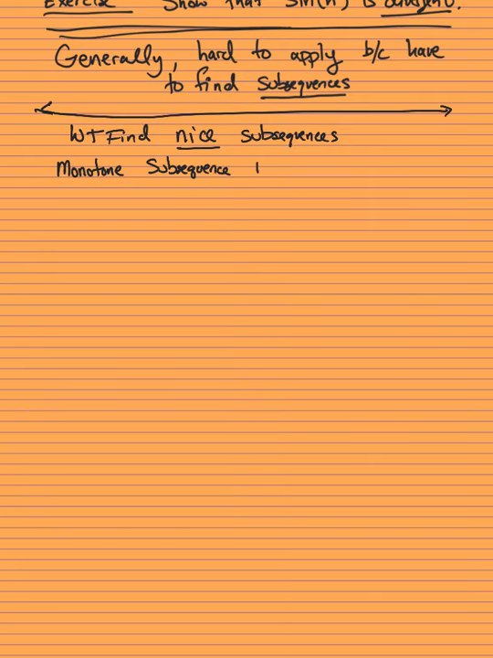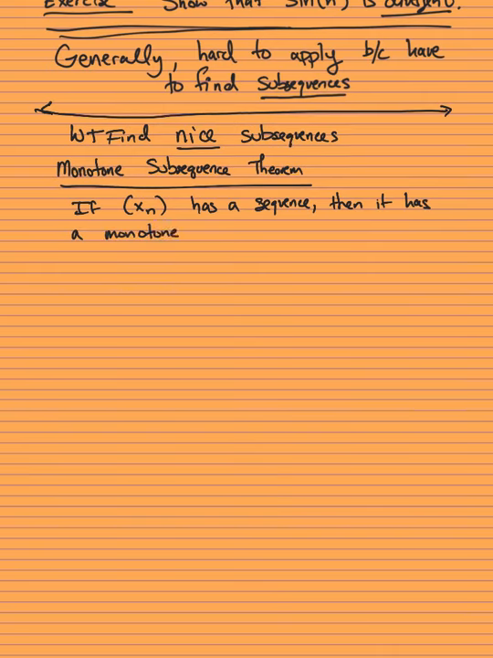So here's the monotone subsequence theorem, which is: if x_n is a sequence, then it has a monotone subsequence. Okay, so it turns out that this just works. So let me write x sub n sub k. All right, so this will be very useful for us, since we know at least that there's some subsequence which we can start to understand. Okay, so let me tell you the proof.